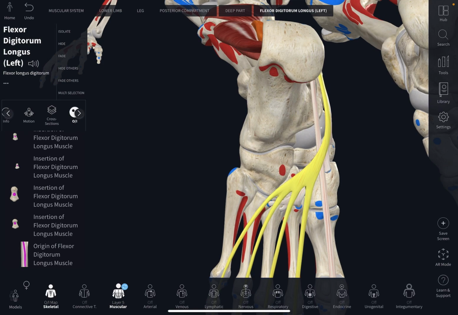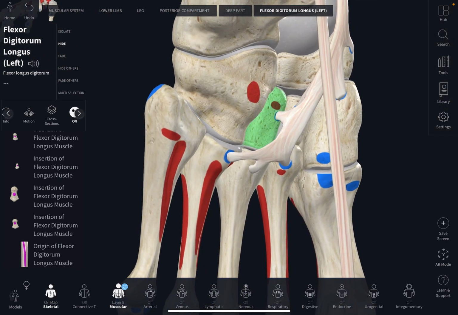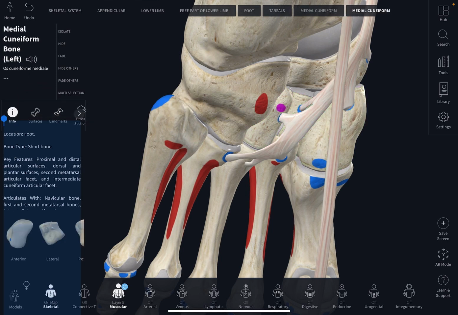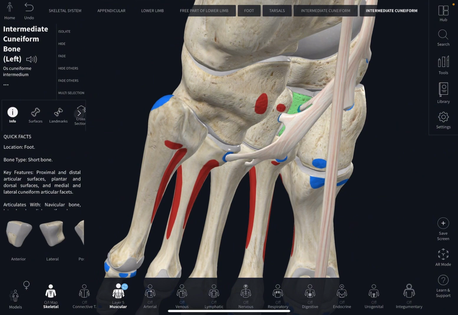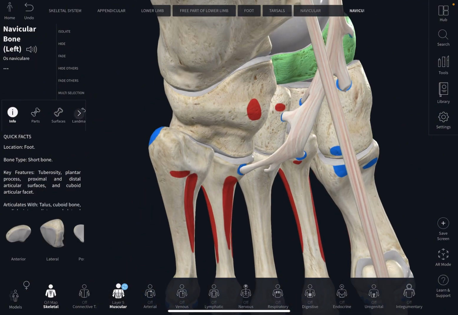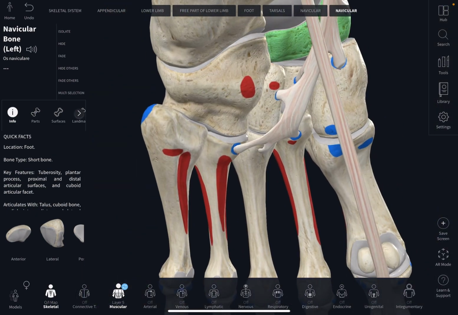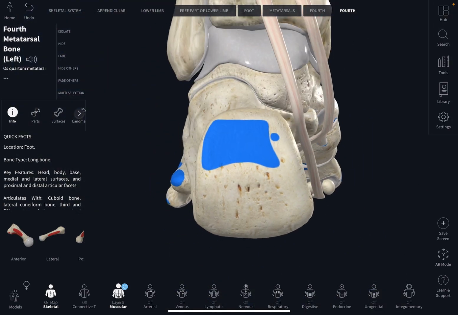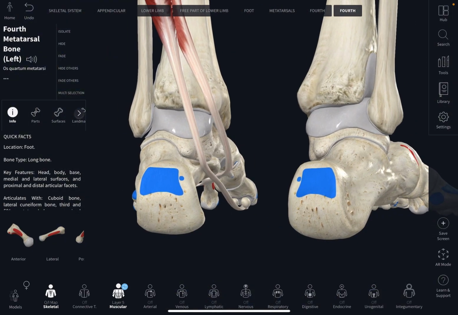Let me remove this one. So right here, the cuneiform bones, lateral, intermediate, and medial, the navicular bone, and the base of metatarsals 2 through 4. And it's going to help out with plantar flexion and inversion synergistically with tibialis anterior, and it's going to support that medial arch. It's going to be a key arch stabilizer.